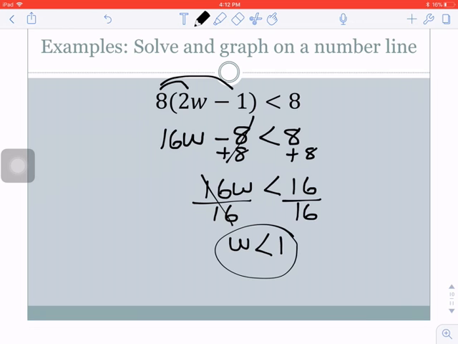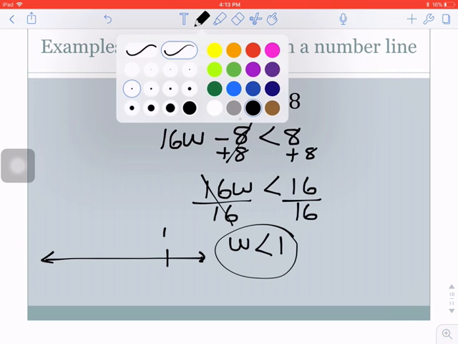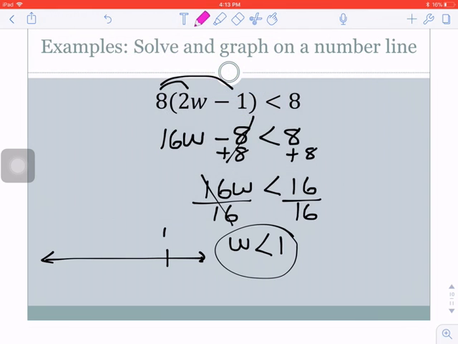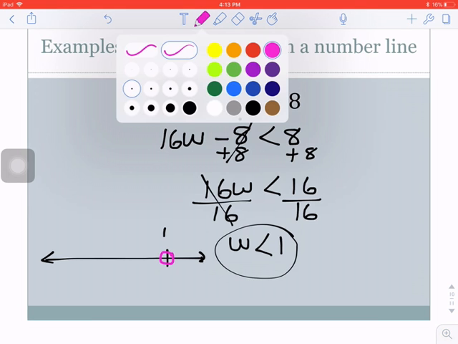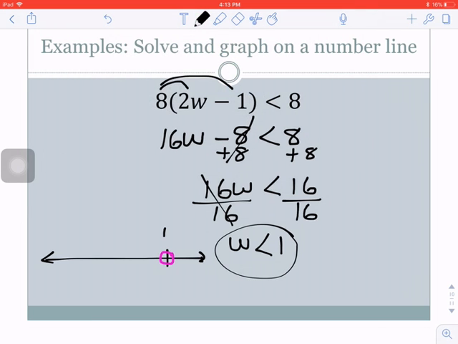That's your answer, and let's graph that on the number line. It's less than 1, so we're going to shade to the left. I'm going to put my 1 right here, closer to the right, so that I can have space. And because it is less than and not less than or equal to, make sure your point is not filled in. And then finally, shade to the left, like that.